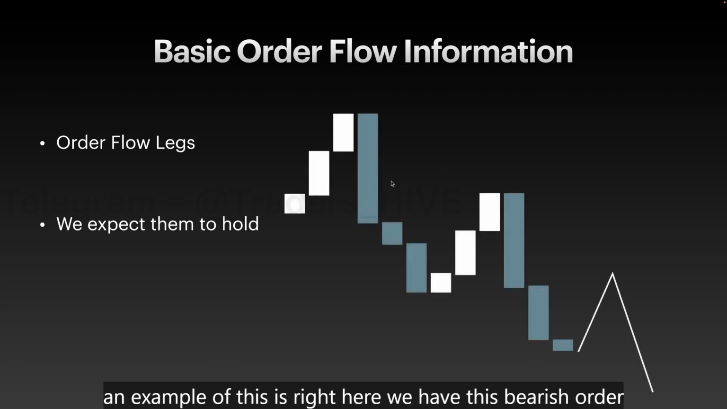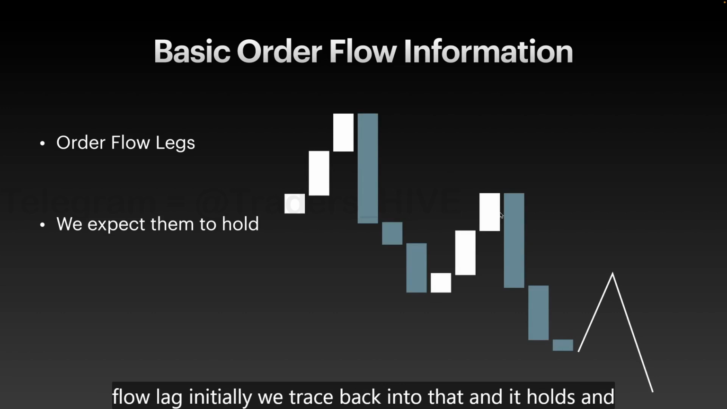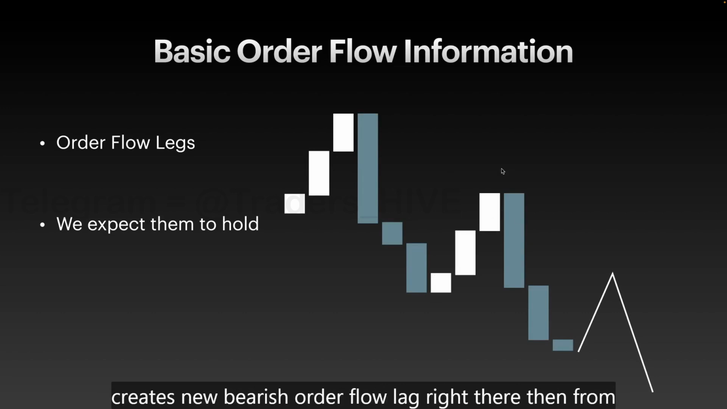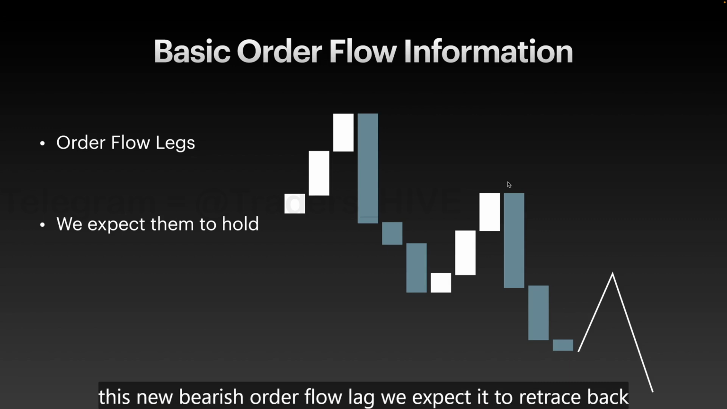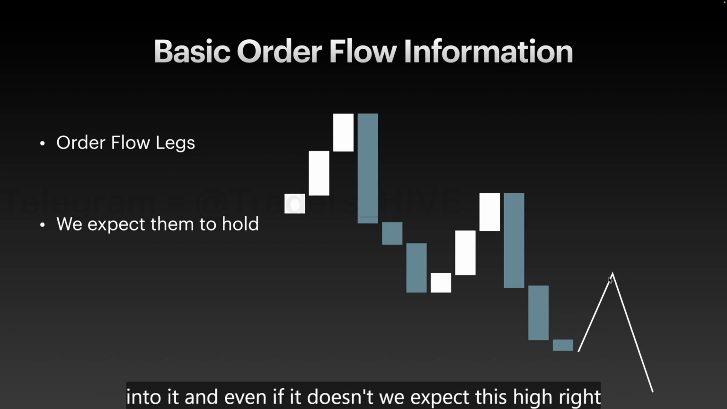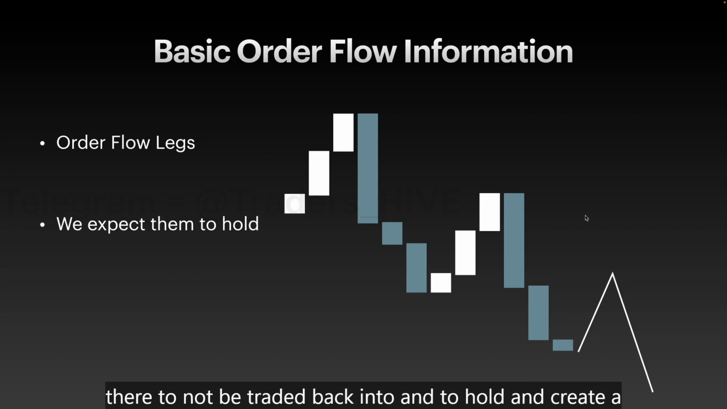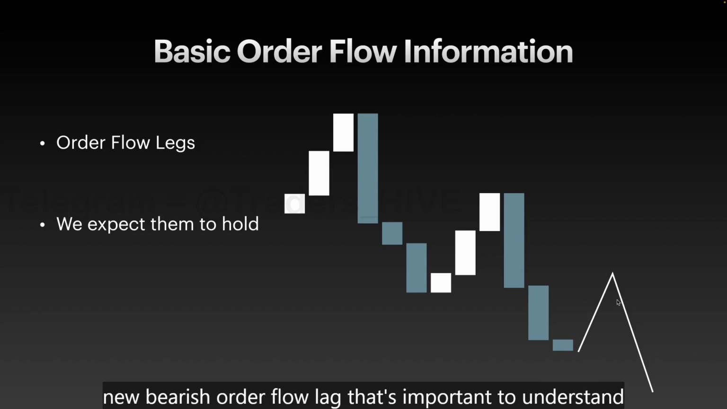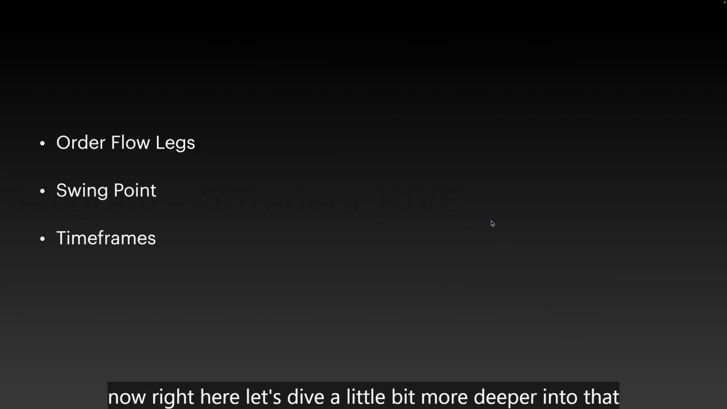So an example of this is right here. We have this bearish order flow lag initially, we trace back into that, and it holds and creates a new bearish order flow lag right there. Then from this new bearish order flow lag, we expect it to retrace back into it. And even if it doesn't, we expect this high right there to not be traded back into and to hold and create a new bearish order flow lag. That's important to understand.